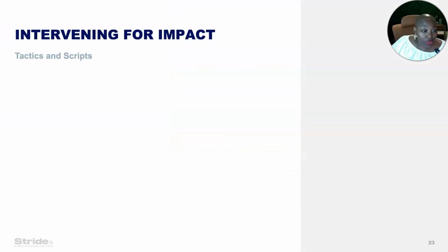Okay, so since we don't live in a space of non-action, we are learning skills and tactics. We're going to think about what are some things that Ms. Johnson can do to intervene for impact. So these are some tactics and the line script that she can use.